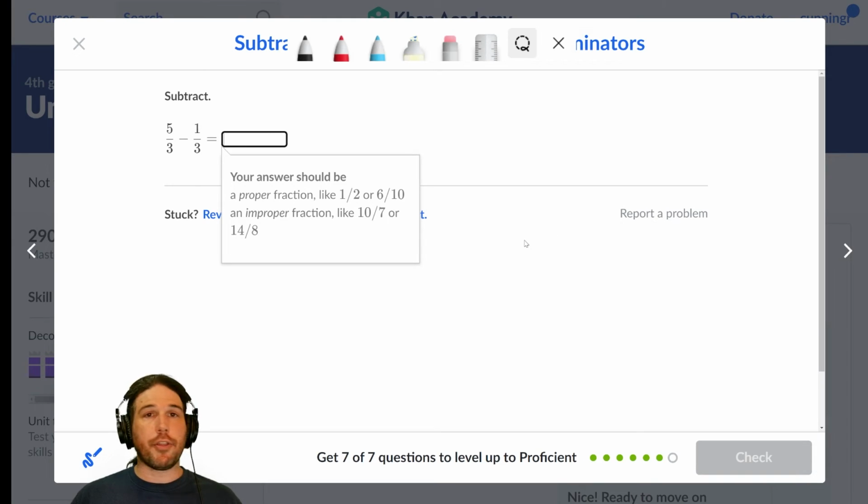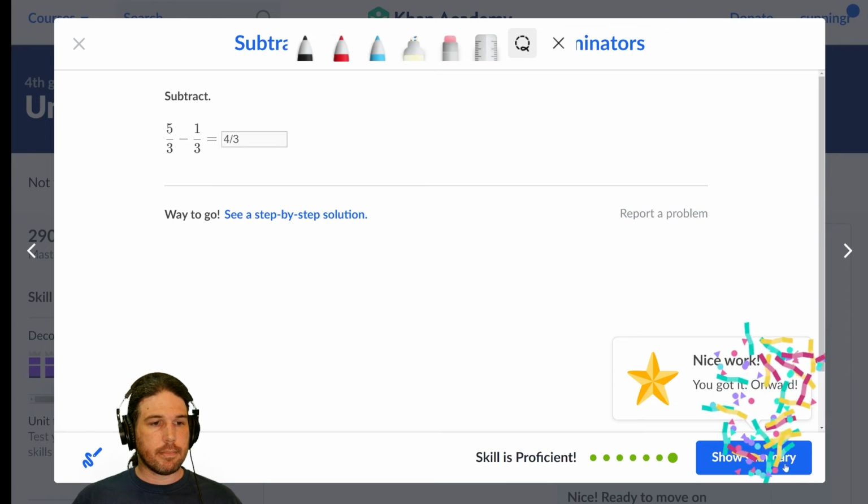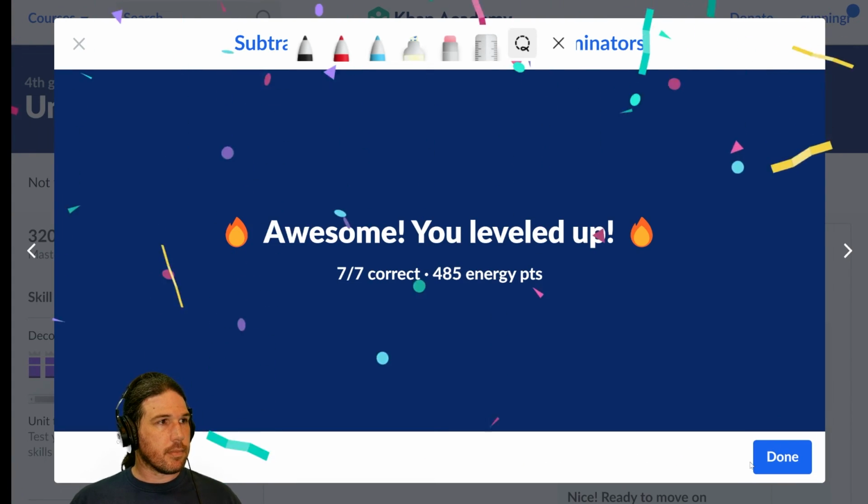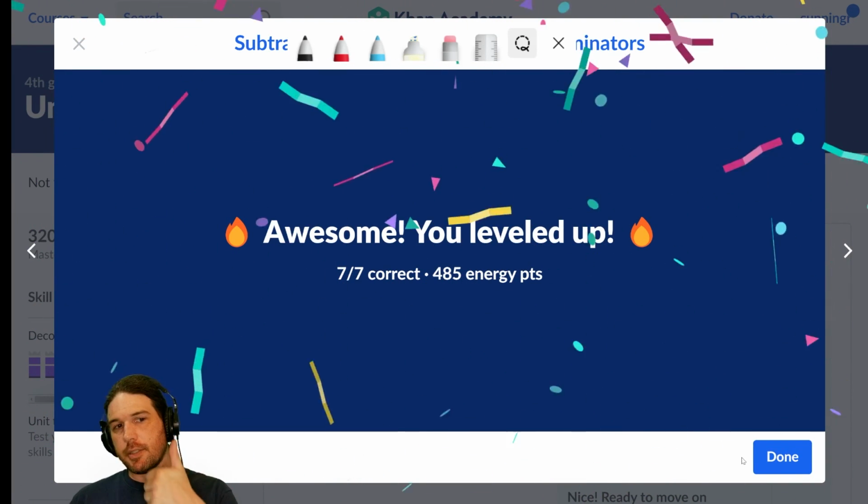5 thirds minus 1 third. Well, again, if I have 5 of anything, so long as they're all of the same thing. If I have 5 oranges, and I take away 1 orange, I have 4 oranges. It's just in this case, the oranges happen to be thirds. Could even be thirds of oranges for all I know. Subtract fractions with common denominators. Done.